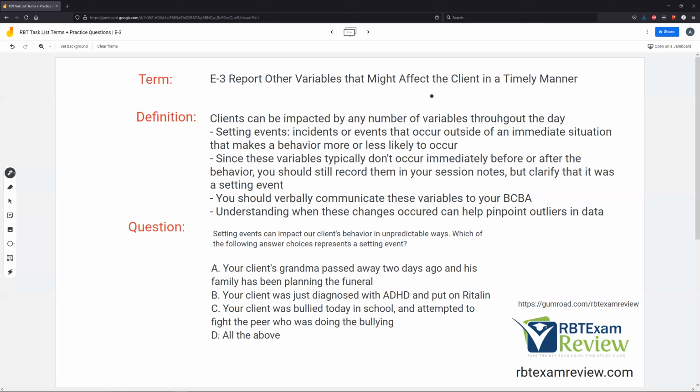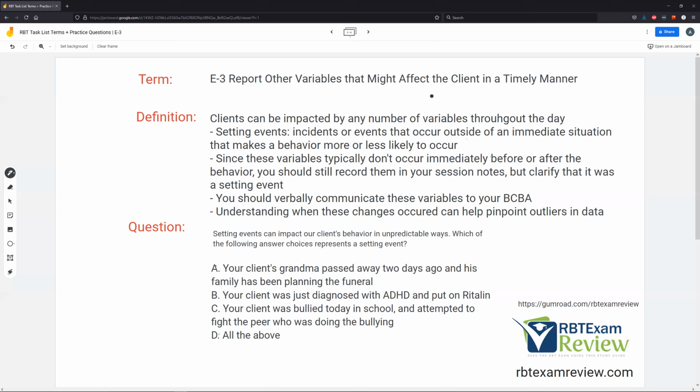So when we talk about behavior, we're typically talking about antecedents and consequences. Antecedents occur directly before the behavior. Consequences come directly after. Setting events are stuff that happens outside of that situation, in the environment with other people, day to day, that affect behavior, all right? So they're not necessarily our antecedents and consequences, but they still have an impact, right? So we still need to talk about them, report them to your supervisors because they do make a difference, okay?